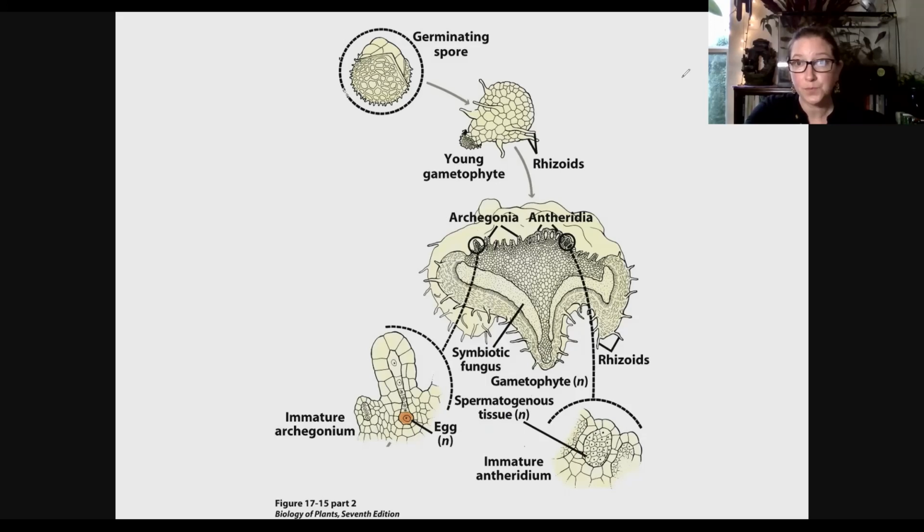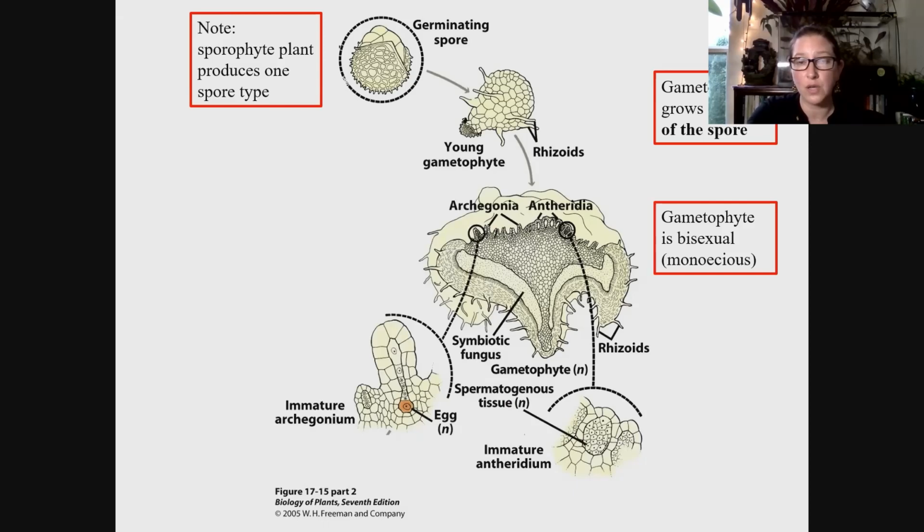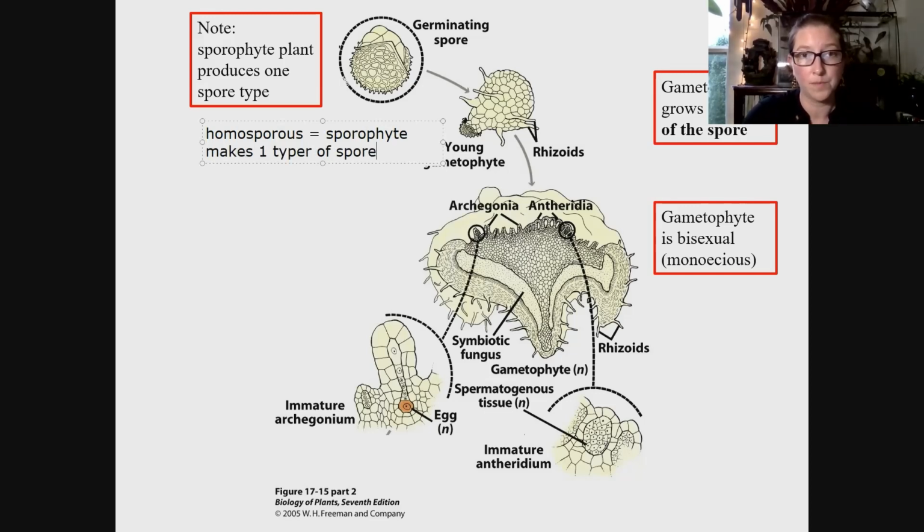Let's get out of this. Right, and so this is just to show you here, if my head is blocking it, you'll be able to see it on the full slides that are posted on Canvas. But basically it says, note, the sporophyte plant produces one spore type, right? Which is something called Homosporous. Your book also has it as well. I'll write it right here. Homosporous. Homosporous means sporophyte makes one type of spore. Okay, so that's what Homosporous means.